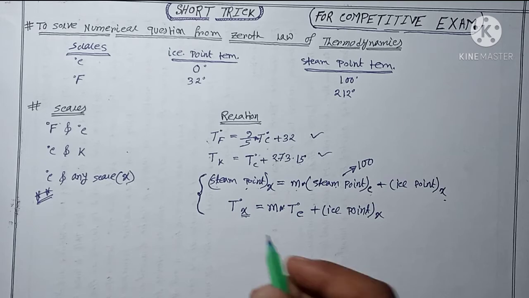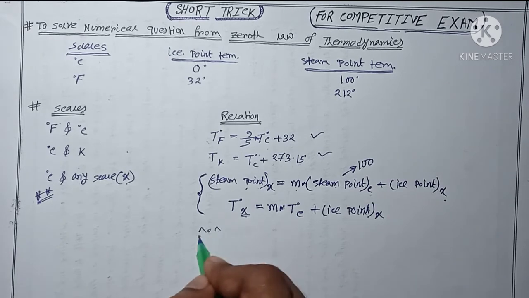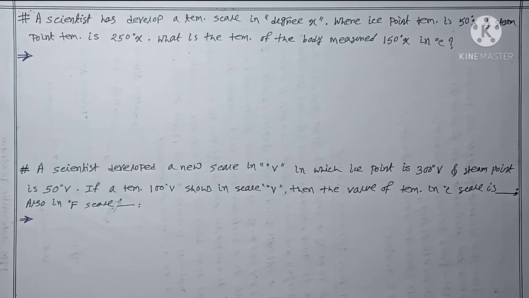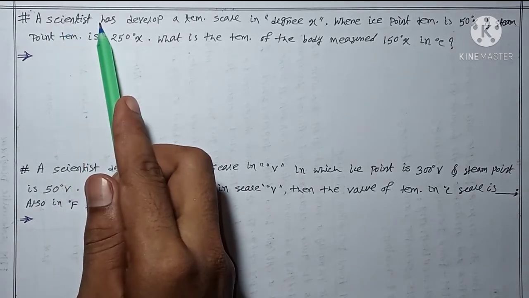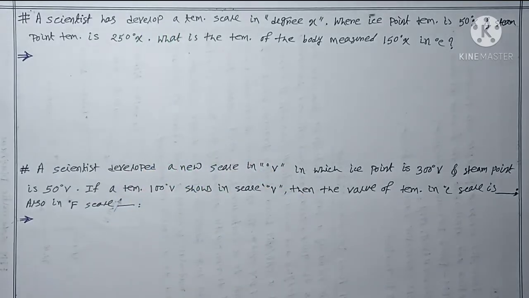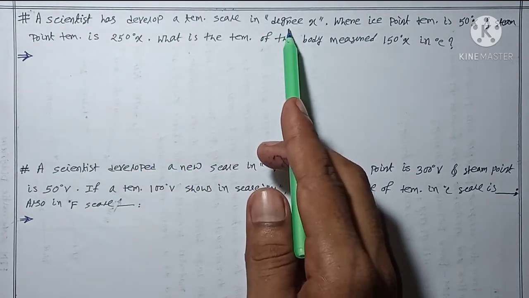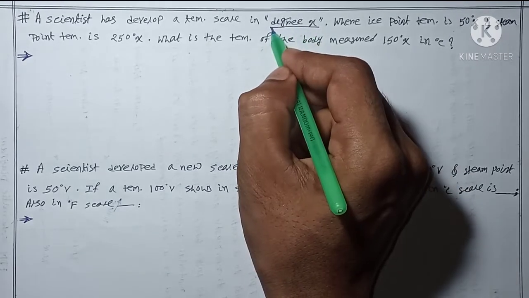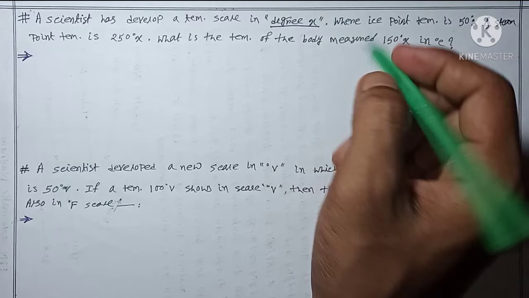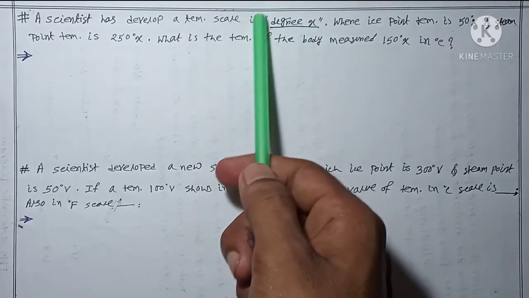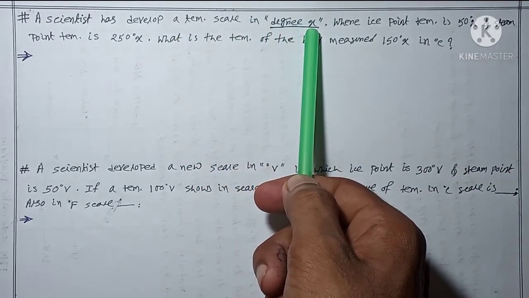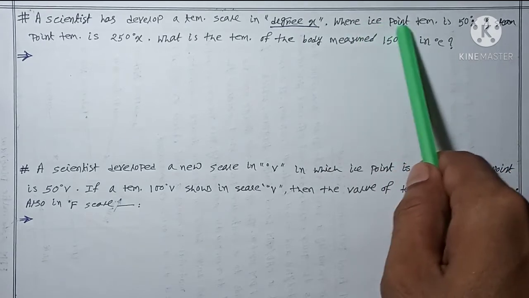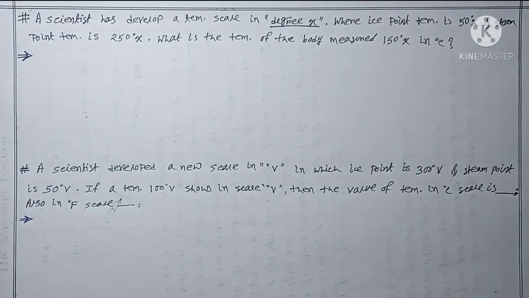So let's go to the question solving portion. First carefully read the question. A scientist has developed a temperature scale in degree X, means in any scale a scientist develops a scale. Here we are assuming the scale is in degree X, where the ice point temperature is 50 degree X.